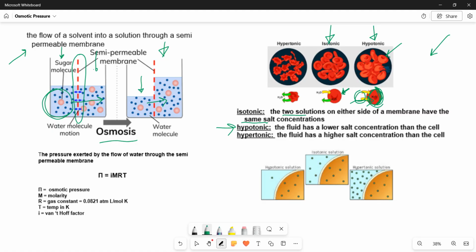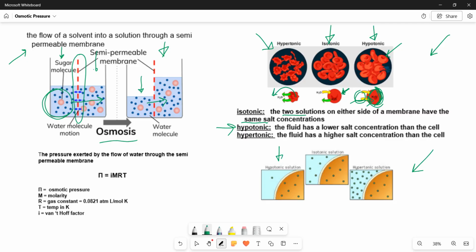And that's because they've had water come into them so that the concentration is the same on the inside as it is on the outside. Over here, hypertonic, the fluid has a higher concentration than the cell. And so what's going to happen is the water is going to flow out of the cell to outside the cell until the solutions are equal on both sides. So down here we have it blown up.